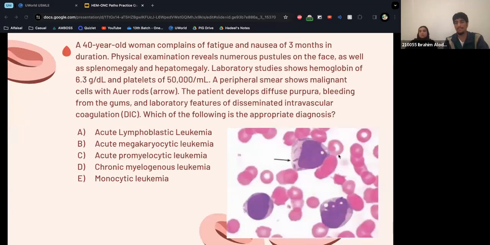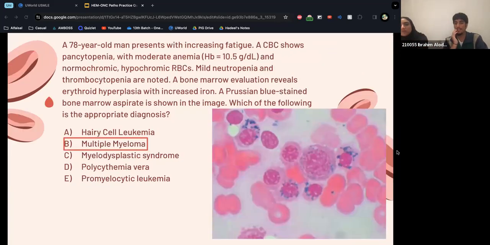Okay, next question, unless you guys are still confused about multiple myeloma. Do you guys have any questions about the previous? Doesn't myelodysplastic syndrome have sideroblasts too? Can it? I don't think so. I actually don't remember. Give me one second. Let's look at it together really quickly.